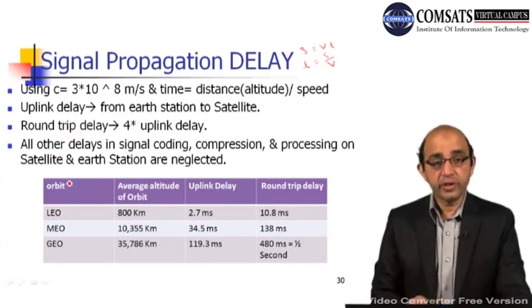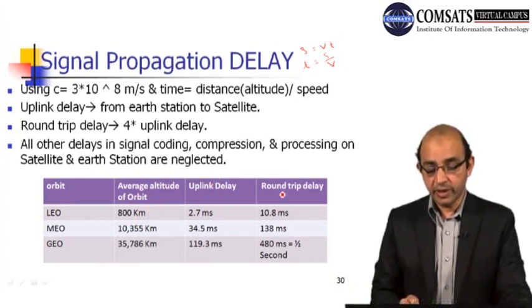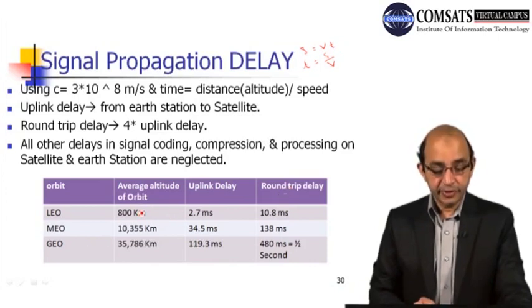So here we have the table: orbit, LEO, MEO, and GEO, and then average altitude. Here we have calculated the average altitude, uplink delay, and then finally the round trip delay. You can see for LEO, the average altitude is 800 kilometers, and we have an uplink delay of 2.7 milliseconds. If we multiply this by 4, we get 10.8 milliseconds.